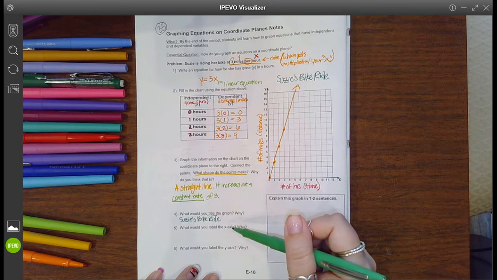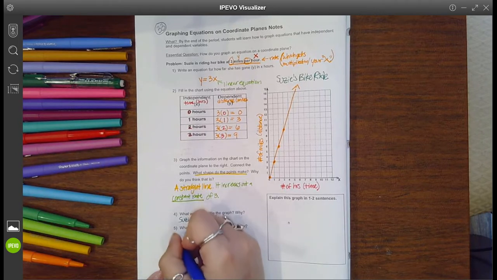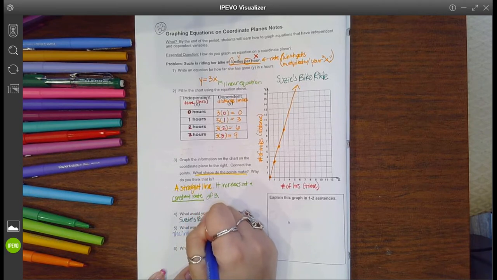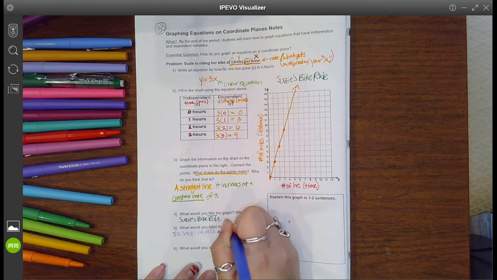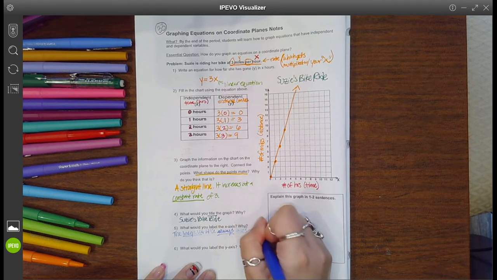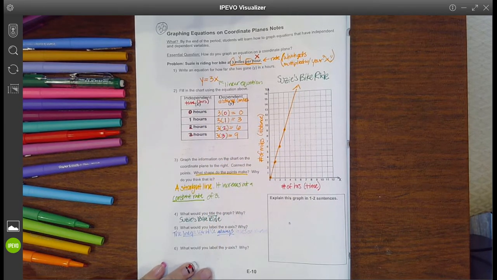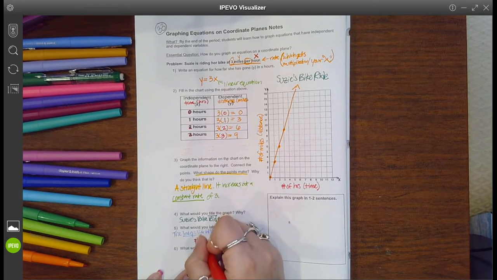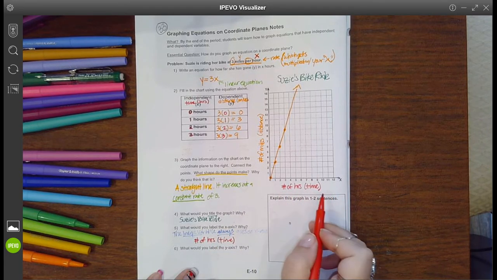What would you label the x-axis? Well, the independent variable always goes on the x-axis. And what was the independent variable? It was talking about the time. So I would label this the number of hours or time. And that's what we did earlier. We labeled that across the x-axis.